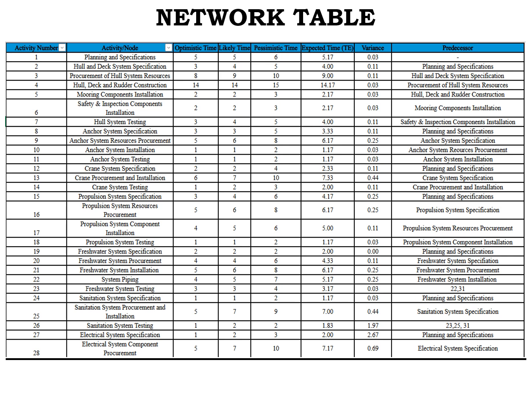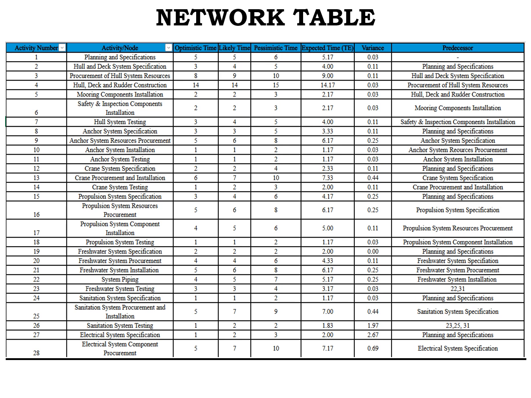So each system precedes each other except for the specifications of each system, which have a predecessor of the planning and specifications for the entire system. And an optimistic time for each of them was assigned, as well as the likely time and the pessimistic time. And based off of these times, we're able to find the expected time and the variance, which is used in determining our slack and then determining our critical time, as we'll see moving on into the presentation.